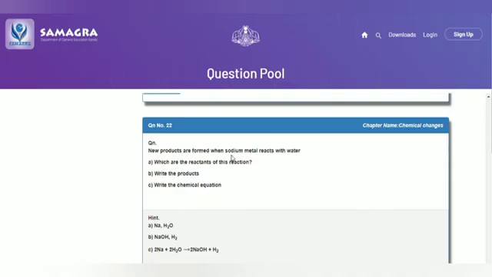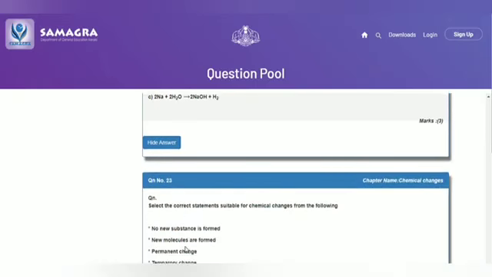New products are formed when sodium metal reacts with water. What are the reactants of this reaction? That is sodium plus water. Reactants are sodium and water. Products are sodium hydroxide and hydrogen. Chemical reaction: 2Na plus 2H2O gives 2NaOH plus H2.